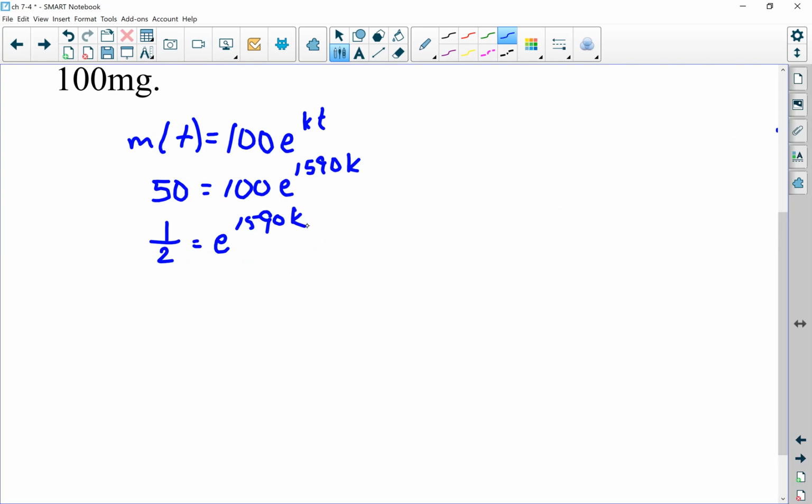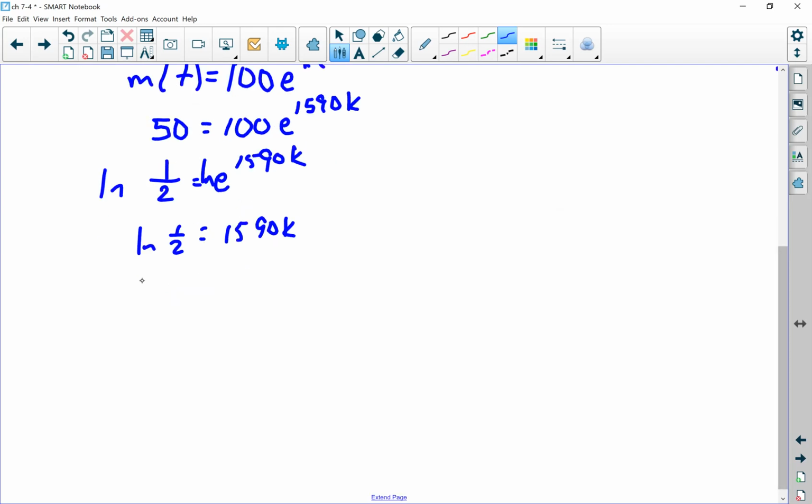How do I get rid of e? What's the inverse operation for exponential function? ln, logarithm, natural logs. Yes, I'm going to take the natural log of both sides. And when I take the natural log on the right-hand side, that exponent comes down out in front, and ln of e is just 1. So that's another fact that they expect that you will know on the AP exam. And then I can divide by 1590.